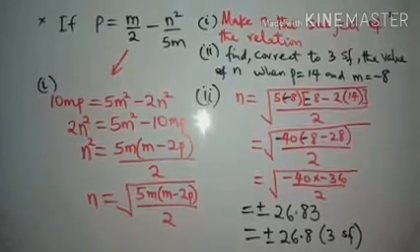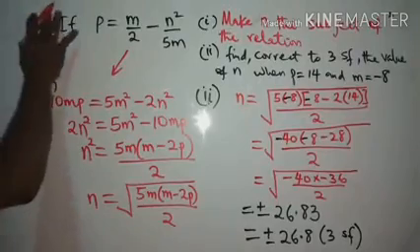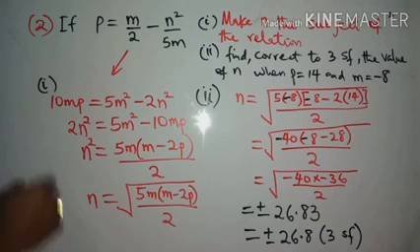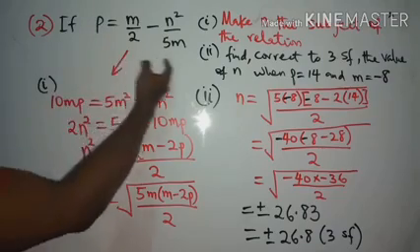In this next question, question number 2, it says, if P equals m over 2 minus n squared over 5m, make n a subject of the relation. From our figure 2 question, find correct to 3 significant figures the value of n when P equals 14 and m equals minus 8.